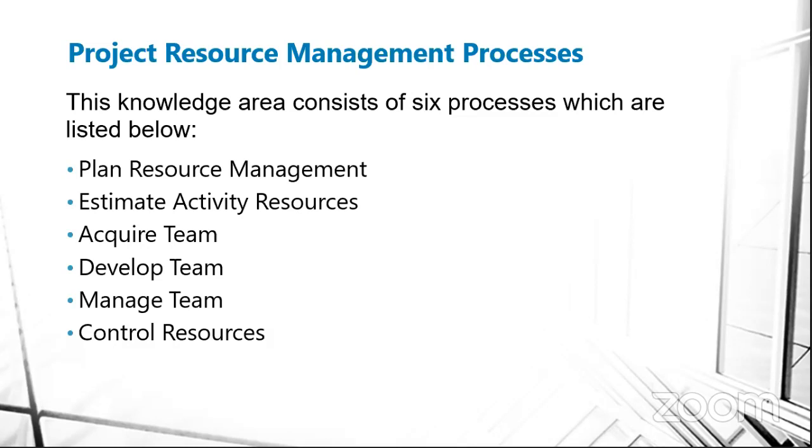Now, talking about estimate activity resources, it is the process of estimating the team resources and the type and quantity of materials, equipment, and supplies necessary for performing the project work. Now, you know that you have a project, you have your scope. From your scope, you have identified each and every task that's going to be carried out in the project. Now, you also know, okay, this is the number of team I need. This is the number of staff I need to actualize this project. This is the number of materials I need to actualize this project. So that's what we mean by estimating the activity resources.